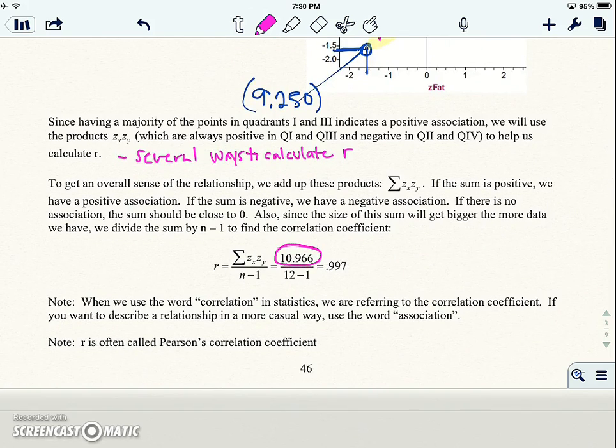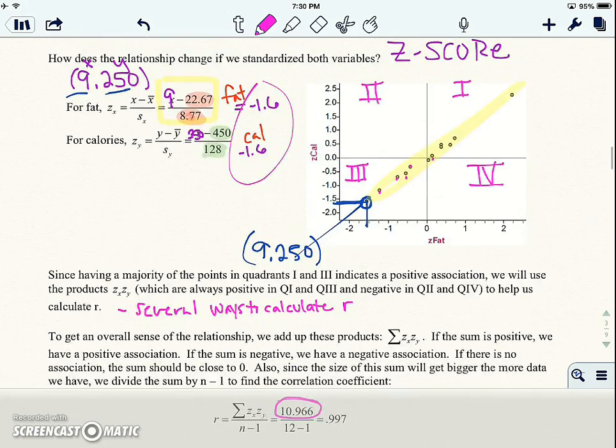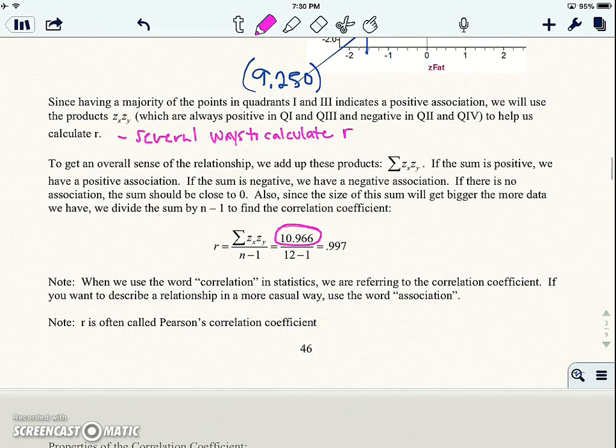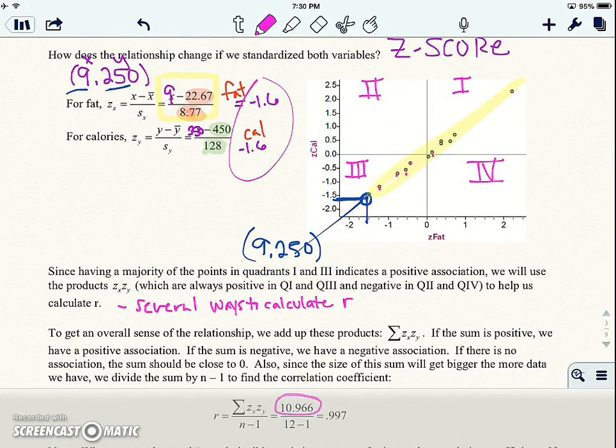Also, since the size of the sum will get bigger the more data we have, we divide the sum by n minus 1 to find the correlation coefficient. So there were 9 data points, right? And we get an r of 0.997. Looking at that picture, that makes a heck of a lot of sense to me, because look how closely these points fit a line going up.